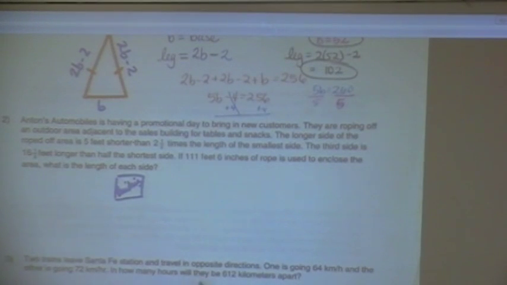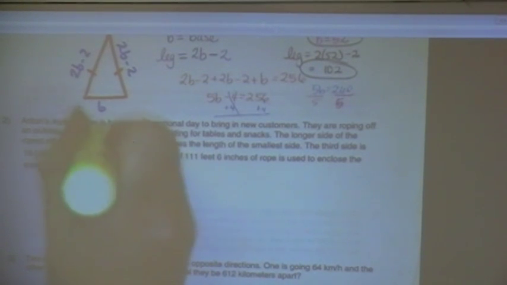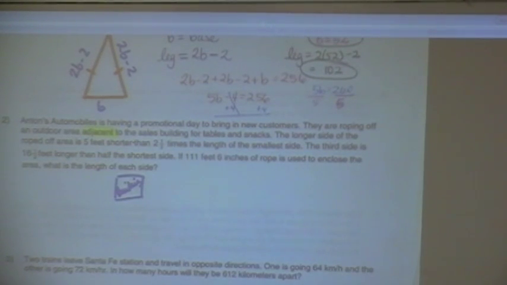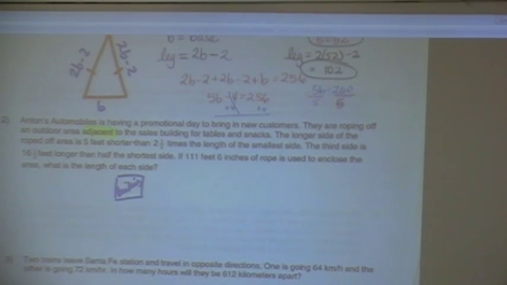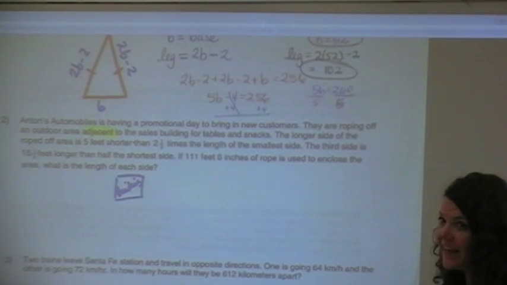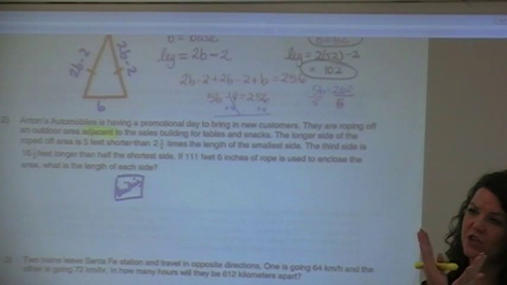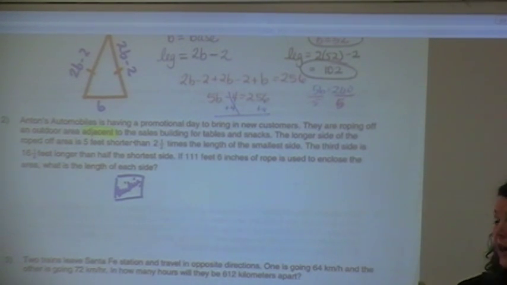And it says they are roping off an outdoor area adjacent to the sales building. What does the word adjacent mean? Okay, y'all are making it way too complicated. Adjacent means they share a side. It means next to, but specifically they share, if you've got 2 angles that are adjacent, they actually share a wall. That's important in this case because it is a 3-sided figure, not 4.